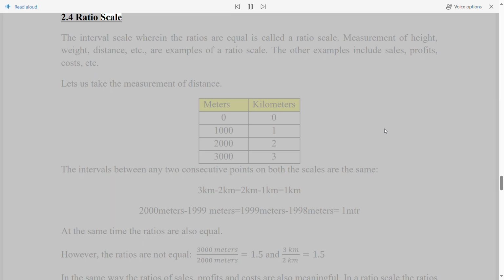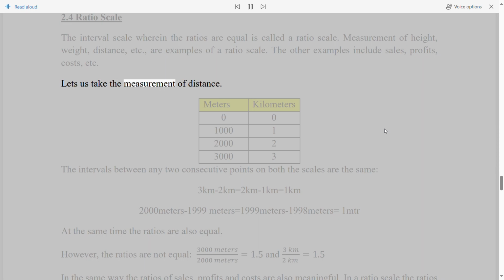2.4 Ratio scale. The interval scale wherein the ratios are equal is called a ratio scale. Measurement of height, weight, distance, etc. are examples of a ratio scale. The other examples include sales, profits, costs, etc.